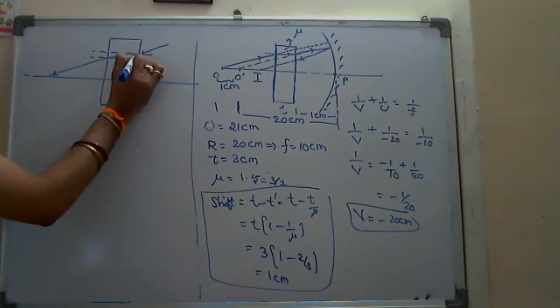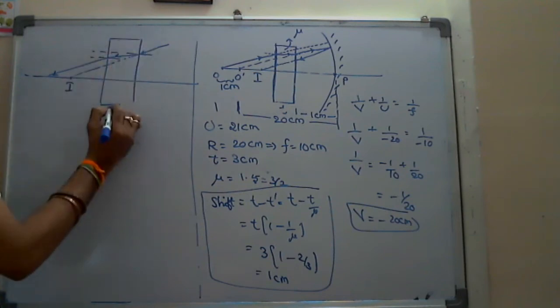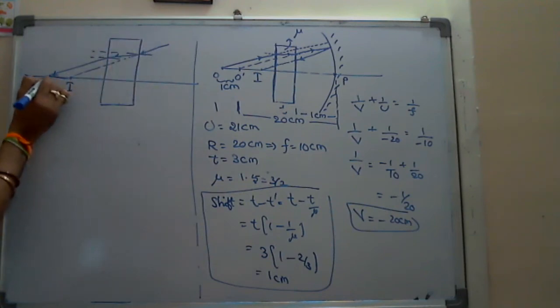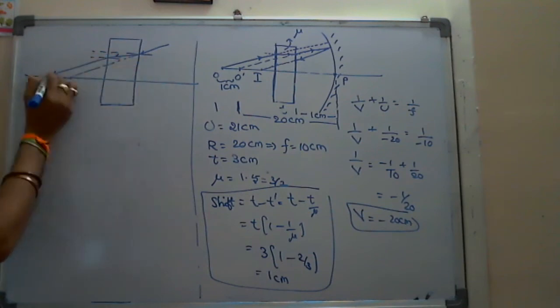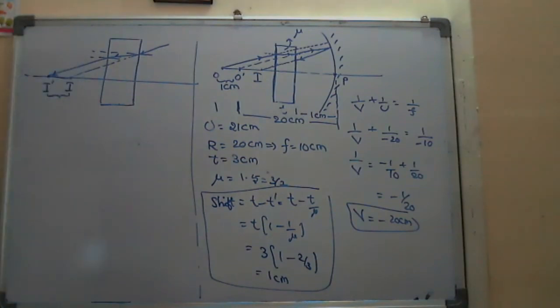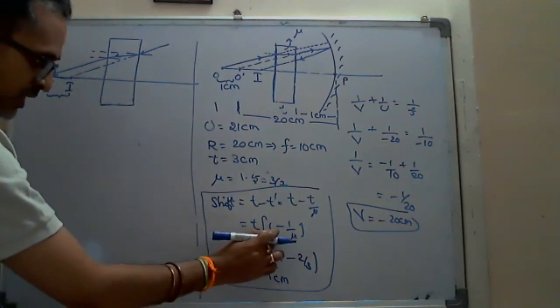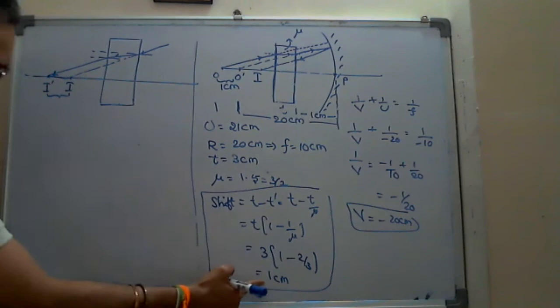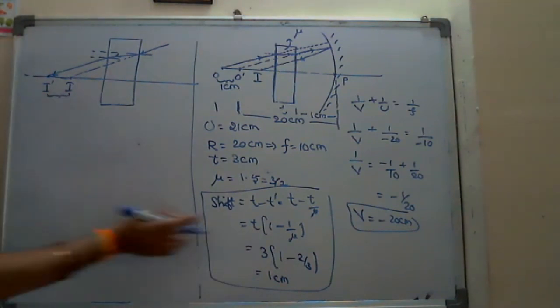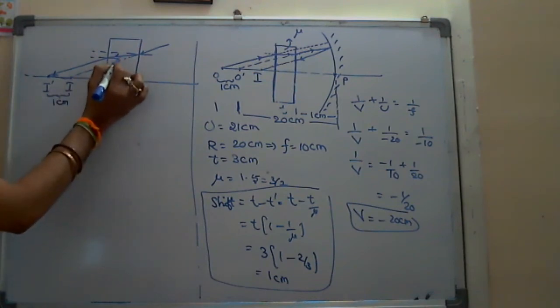Look at here, actually you should form the image somewhere here if there is no glass slab. But look, due to the refraction, again it is forming at a distance of I dash, means again due to the refraction there will be some shift. That shift, how much you are getting through the glass slab, already I found the formula here. So that shift again is equals to 1 centimeter, due to the refraction through the glass slab.